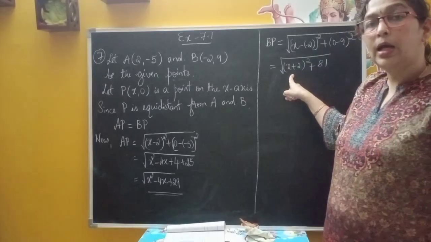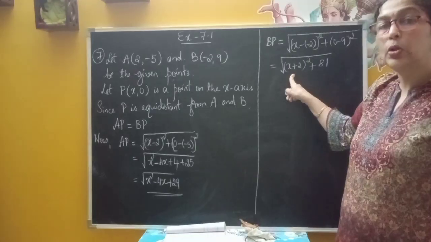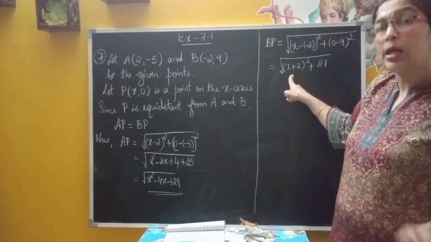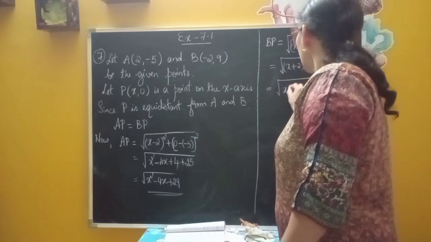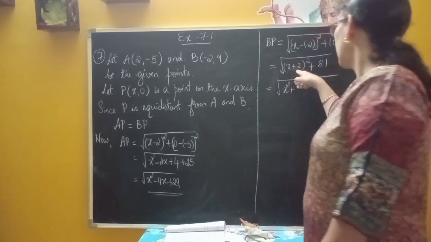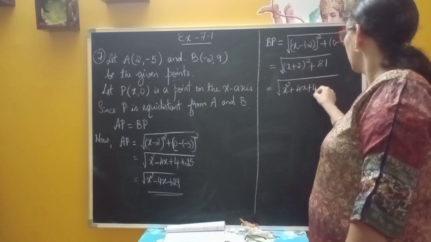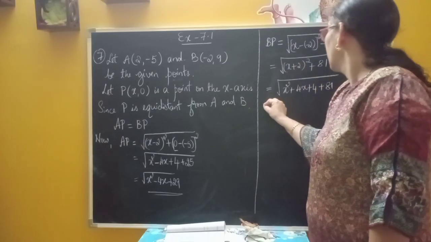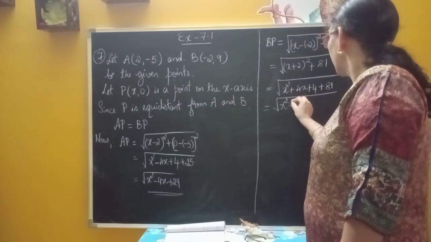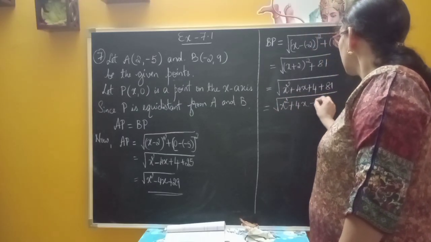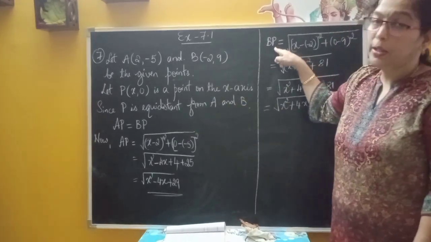So again we have to use the identity a plus b whole square. A plus b whole square is equal to a square plus 2ab plus b square. So let us substitute in that identity. X square plus 2 into x into 2 is 4x plus 2 square is 4, plus 81. So what do we get here? X square plus 4x, 81 plus 4 is 85. Now we got both the lengths AP and BP.